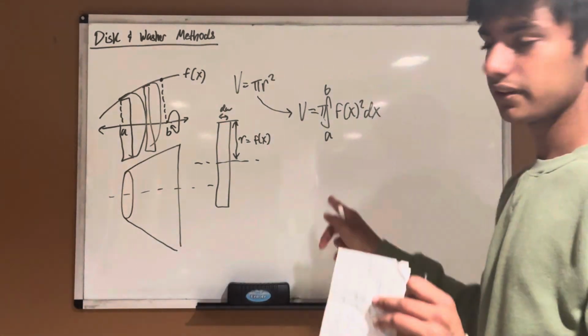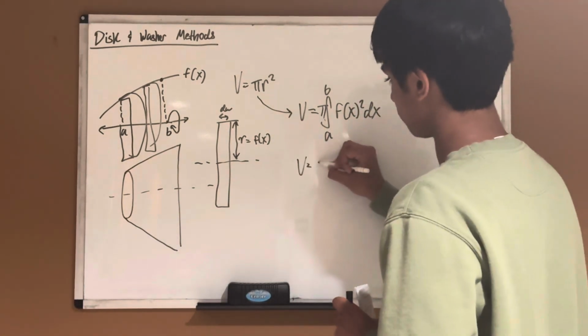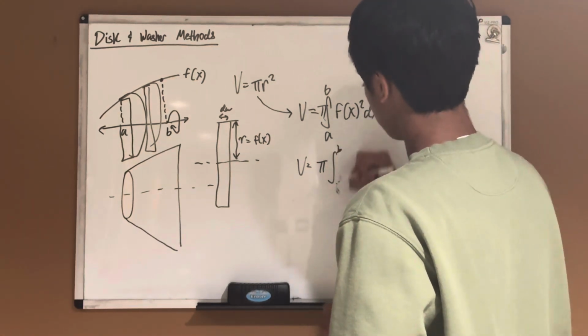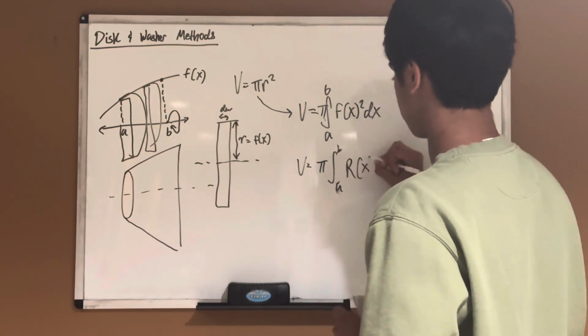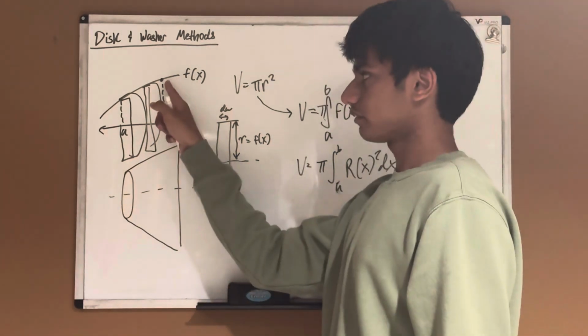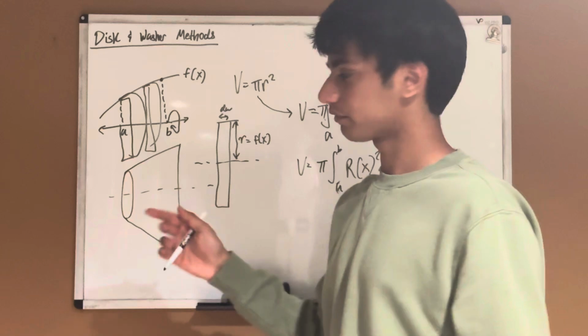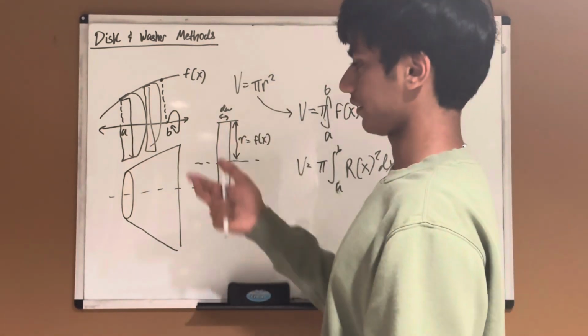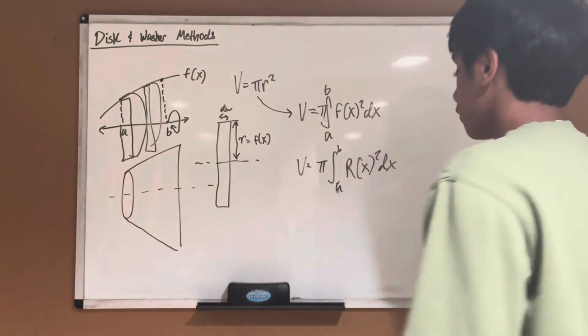Another way we represent this formula is by saying volume is equal to pi times the integral from A to B of big R of x squared dx. Big R just stands for the distance from the function that you're finding the revolution of to the axis of rotation. So let's try an example.